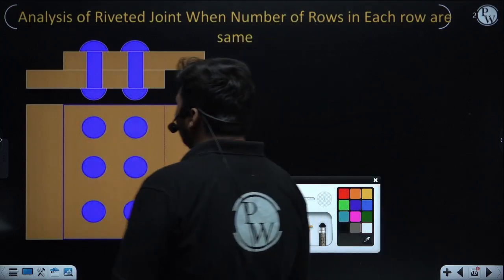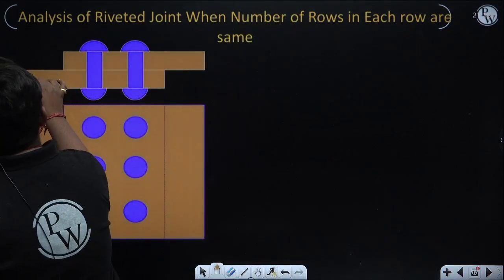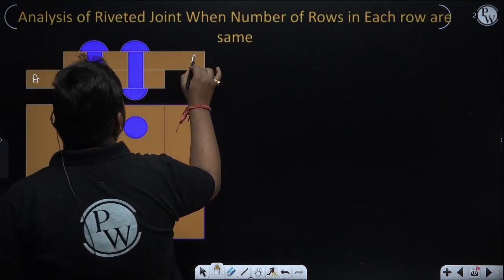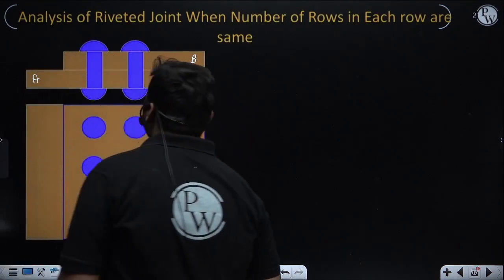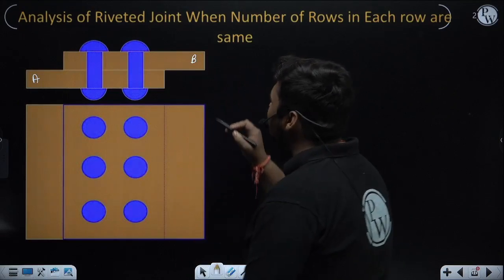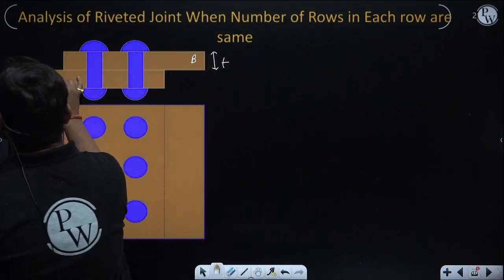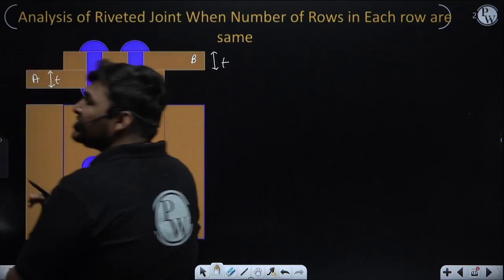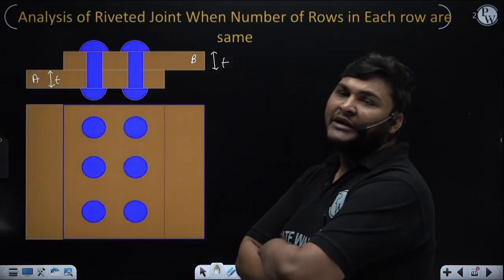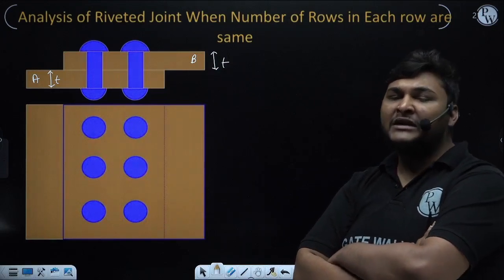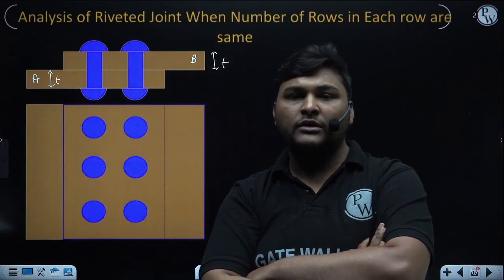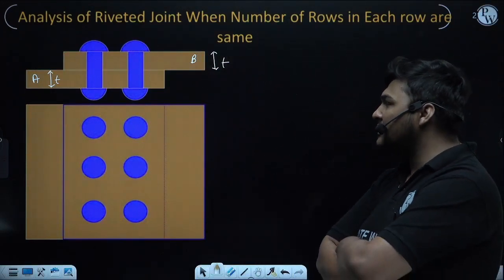Now suppose this riveted joint I am using to connect these two plates, this is plate A and this is plate B. Right now I am assuming the dimensions of both plates are same. Suppose thickness of plate B is T and thickness of plate A is also T. If in the exam thickness of plates is given, it means thickness of each plate is same. If thickness of plates is different, then it will be mentioned in the question. Right now thickness of both plates is same.